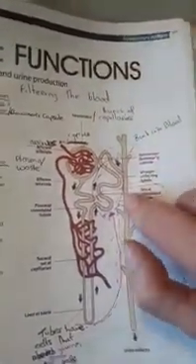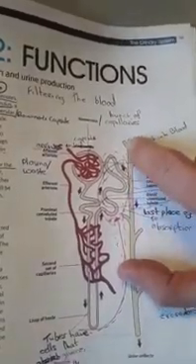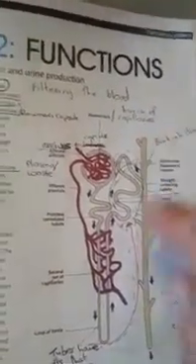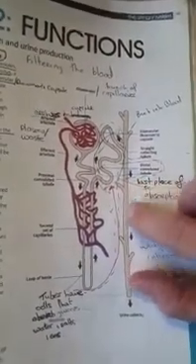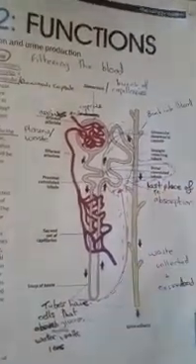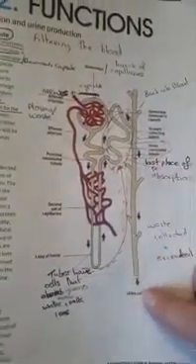So all the good substances that I've mentioned will move back up through this ascending straight tube, if you like, and be taken back into the blood. Any waste substances which our body doesn't want will be taken down through this descending straight tube, and that's where your urine collects.